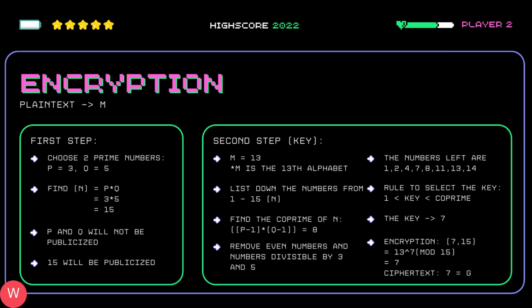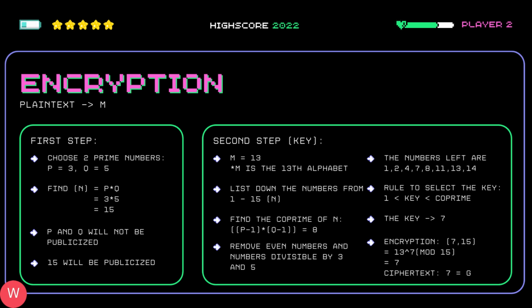The first step is to choose two prime numbers, which in our case we will choose 3 and 5, and then we have to find n, which is the multiplication of the two prime numbers that we have chosen, 3 times 5, which will give us 15. It is important to note that p and q will not be publicized, which means they will be private to us, and 15 will be made public.